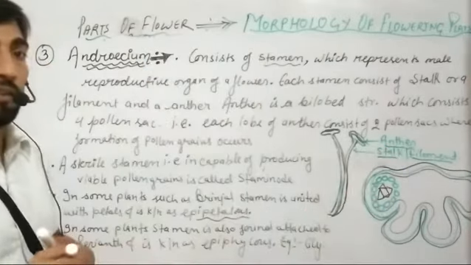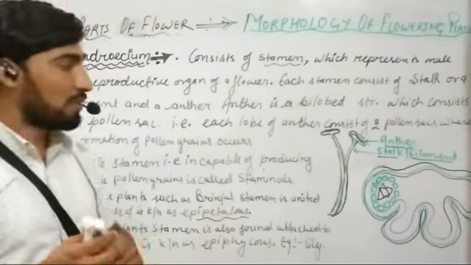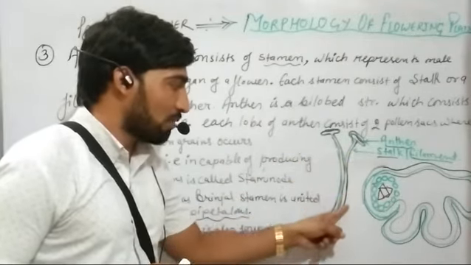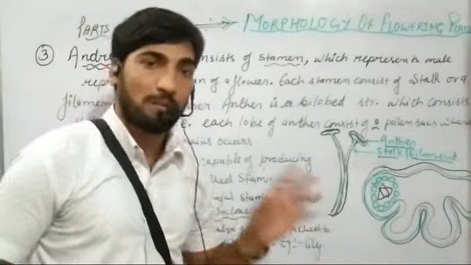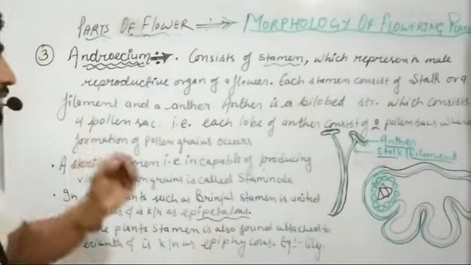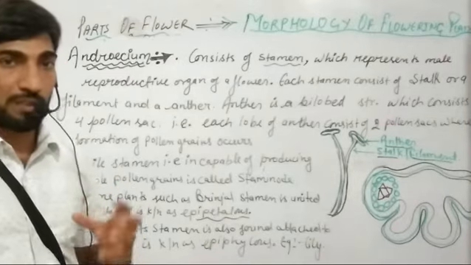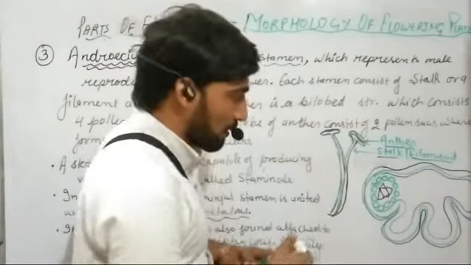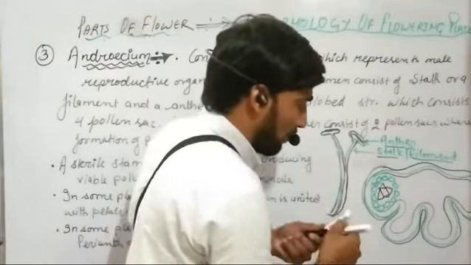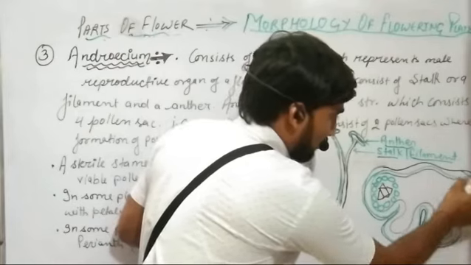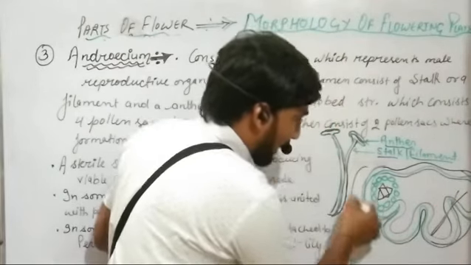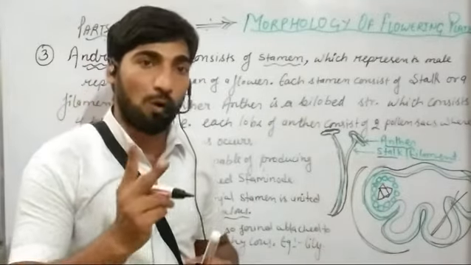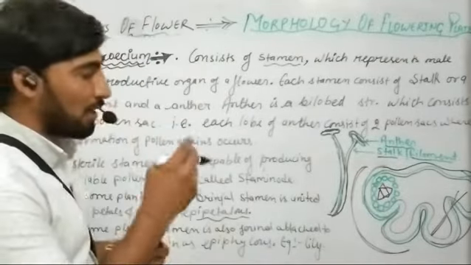So each stamen consists of two different parts: a swollen top known as the anther, and a filament, a thread-like structure, that is the stalk. Further, each anther is a bilobed structure. That means each anther consists of two lobes. If you look here, this is one lobe, it forms one lobe completely, and the second lobe is here. So each anther consists of two lobes, that's why the anther is a bilobed structure.